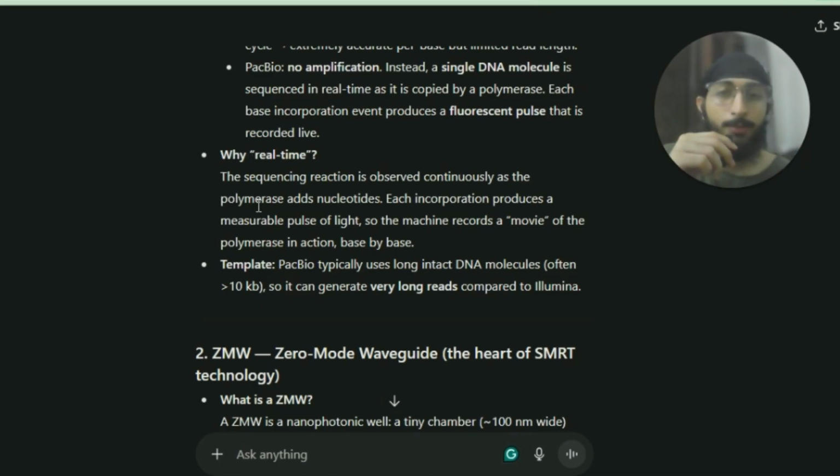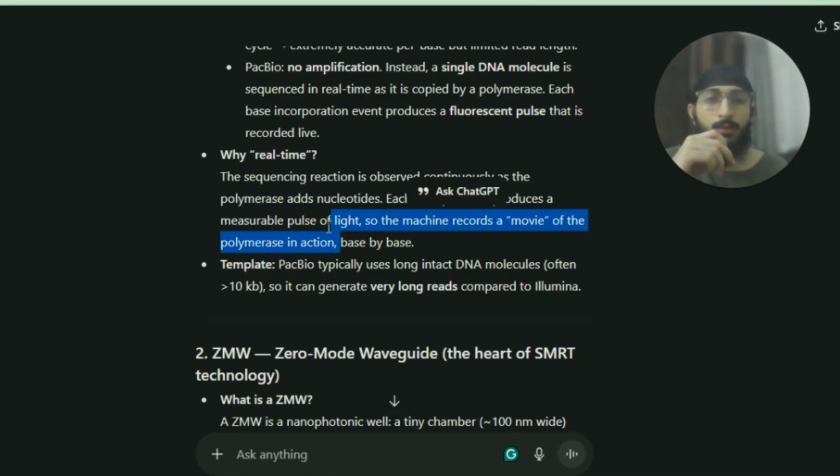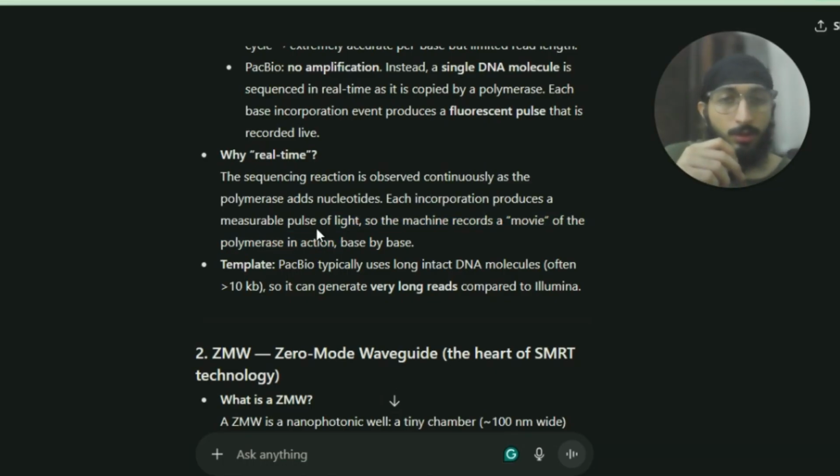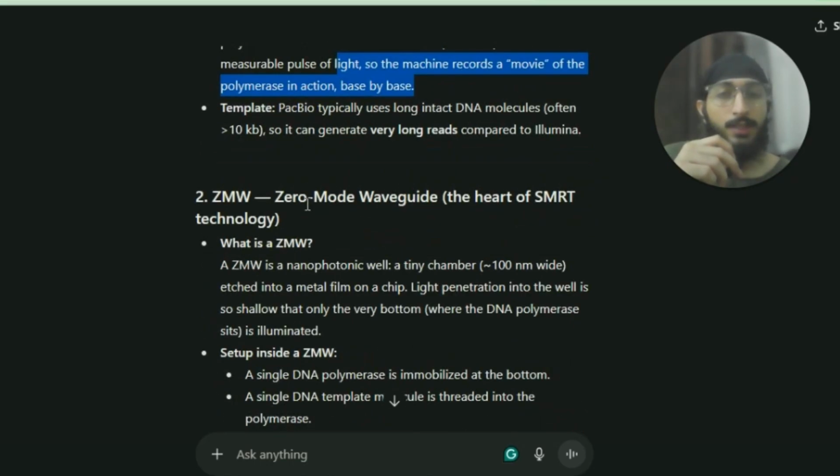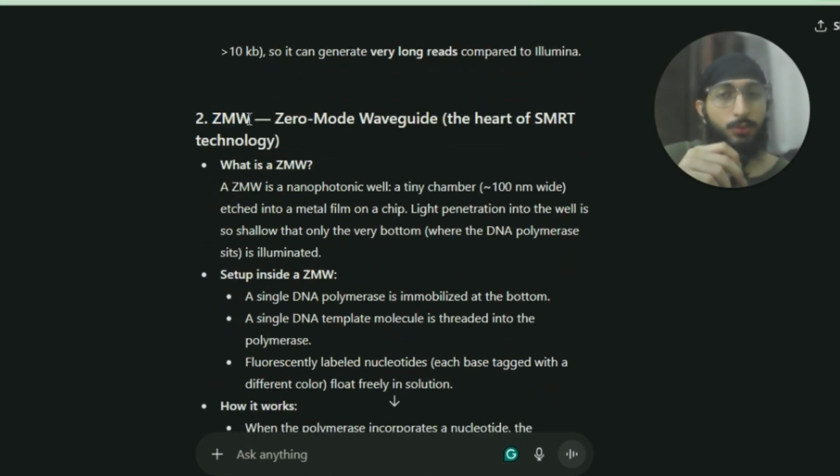So why is it real time? Because sequencing is observed continuously as the polymerase adds the nucleotides, and each incorporation produces a measurable pulse of light. So the machine records the movie of the polymerase. Now, how does it record a movie? That we'll discuss using the ZMW technique, the zero mode waveguide, the heart of SMRT technology.